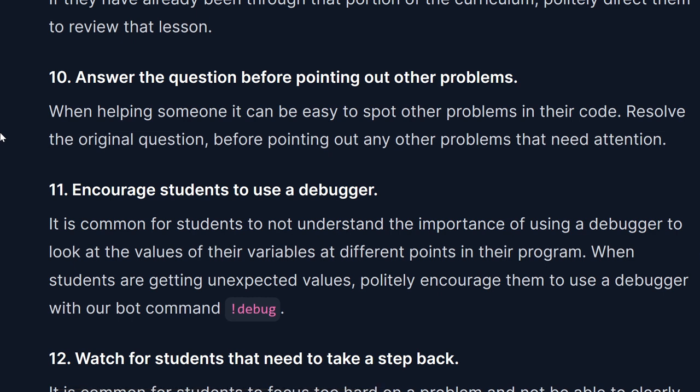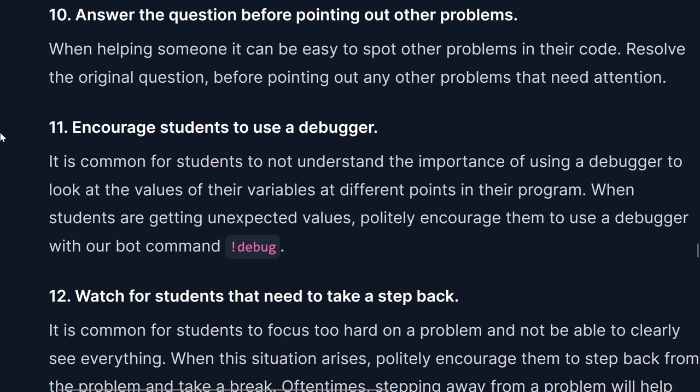Tenth, answer the question before pointing out other problems. When you're helping someone, it can be easy to spot other problems in their code. Resolve the original question before pointing out any other problems that need attention.